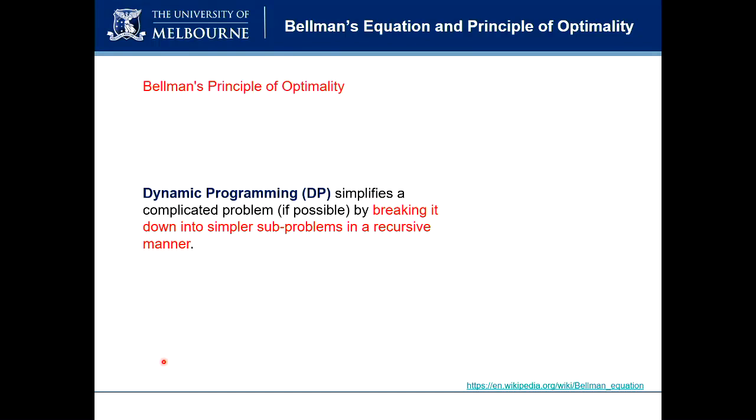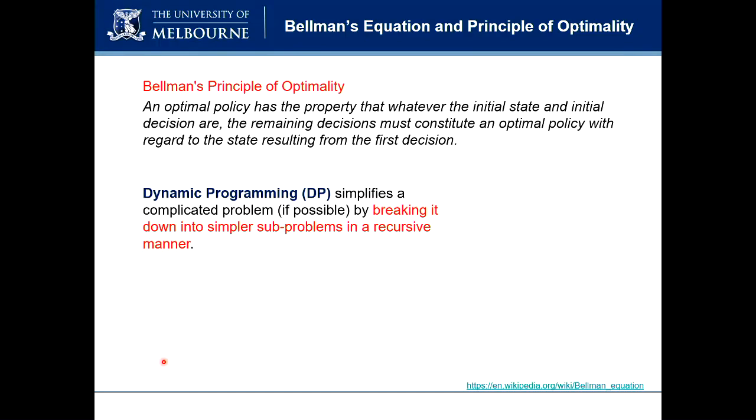So it ties up to this Bellman principle of optimality. Now, this is a bit easier to understand. What does it mean, breaking down into simpler sub-problems in a recursive manner? That's a bit mysterious. Now we will demystify it, hopefully. Bellman's principle, in my opinion, demystifies it quite a bit. It says an optimal policy, like the one we are talking about, has the property that whatever the initial state and initial decisions are, the remaining decisions must constitute an optimal policy with regard to the state resulting from the first decision. So yeah, that's a mouthful.